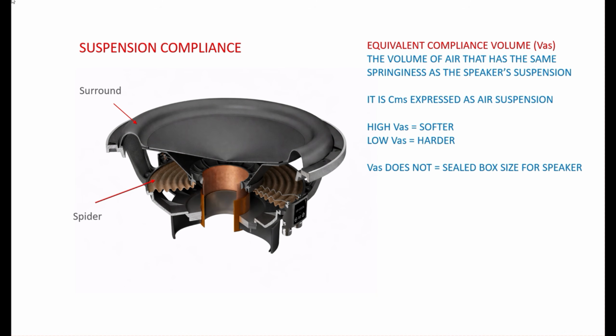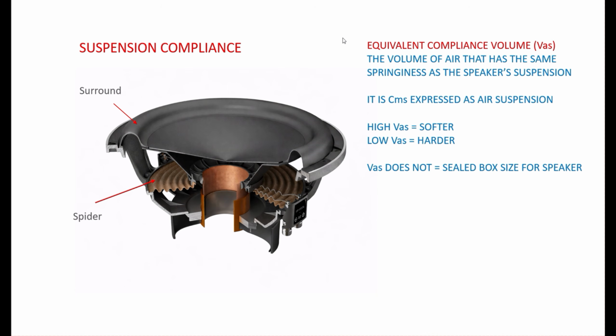Now, while we're talking about air springs and things like that, a term you might have heard of before is VAS, V-A-S, and that is what we call the equivalent compliance volume. It's the volume of air. So if you had air trapped in a box, when you press on it, it will have the same springiness as the speaker suspension in free air, right? So it is basically CMS, or the suspension springiness, expressed as air suspension, right?